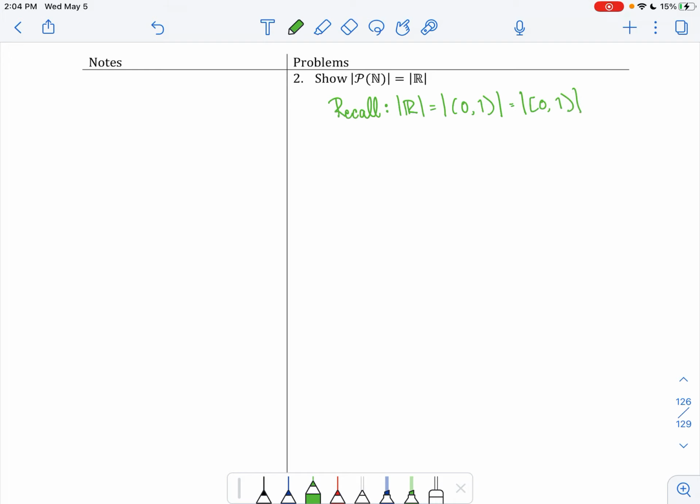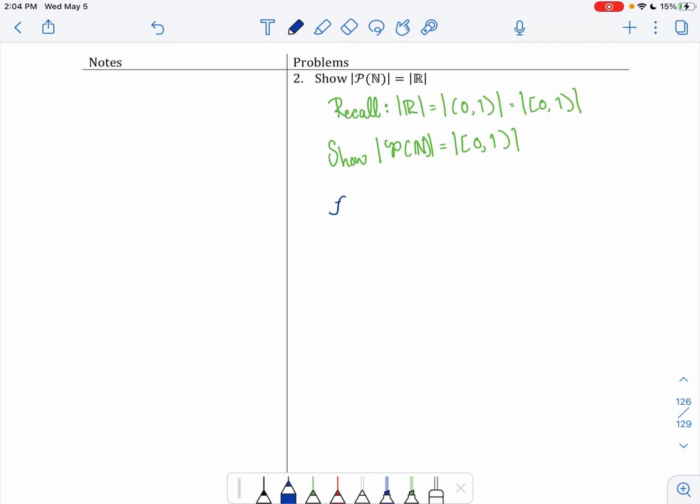So sometimes I can ask myself, okay, well, instead of writing an injection between the real numbers, maybe I want to use one of these other subsets. So I actually am going to use this last one, and I'm going to show that the power set of the natural numbers has the same cardinality as the interval from 0 to 1. And so I want to write two injections that show that.